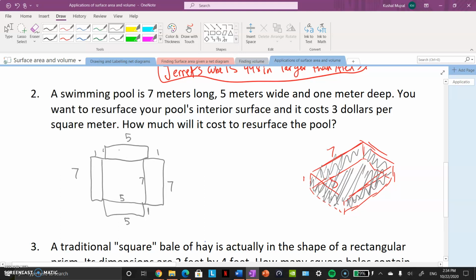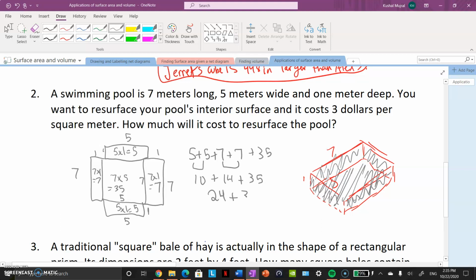Okay? So the surface area here would be 5 times 1, which is 5. Here it's 7 times 1, which is 7. Here it's 7 times 1, which is 7. Here it's 5 times 1, which is 5. And here it's 7 times 5, which is 35. Okay, so we're going to add all of these together. 5 plus 5 plus 7 plus 7 plus 35, which is 10, plus 14, plus 35, which is 24 plus 35, which is 59. Okay, and it's in meters, so it's going to be meters squared, because we're talking about surface area.